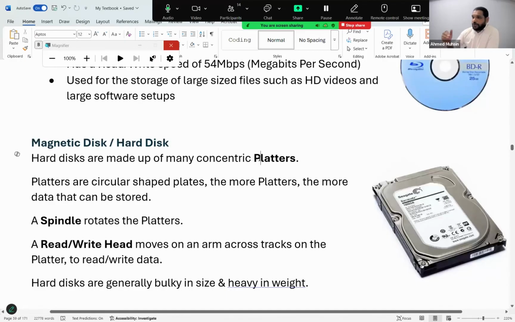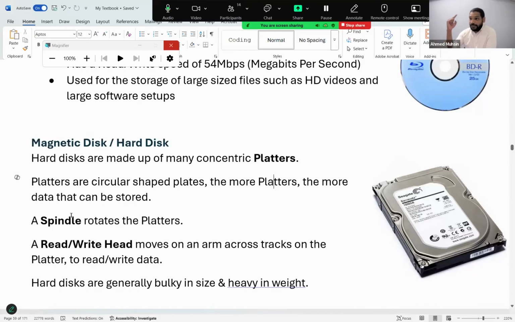So guys, does it match with what I told you all? You have multiple platters. Your data is stored on these platters. The platters are circular in shape. The more platters, the more data that can be stored. Who rotates the platters? The spindle rotates the platter. Let me tell you all something. If the spindle has a high rotating speed, what does that mean? Exactly. High read-write speed. If your spindle can rotate at a high speed, we call it RPM. Anyone knows what RPM means?